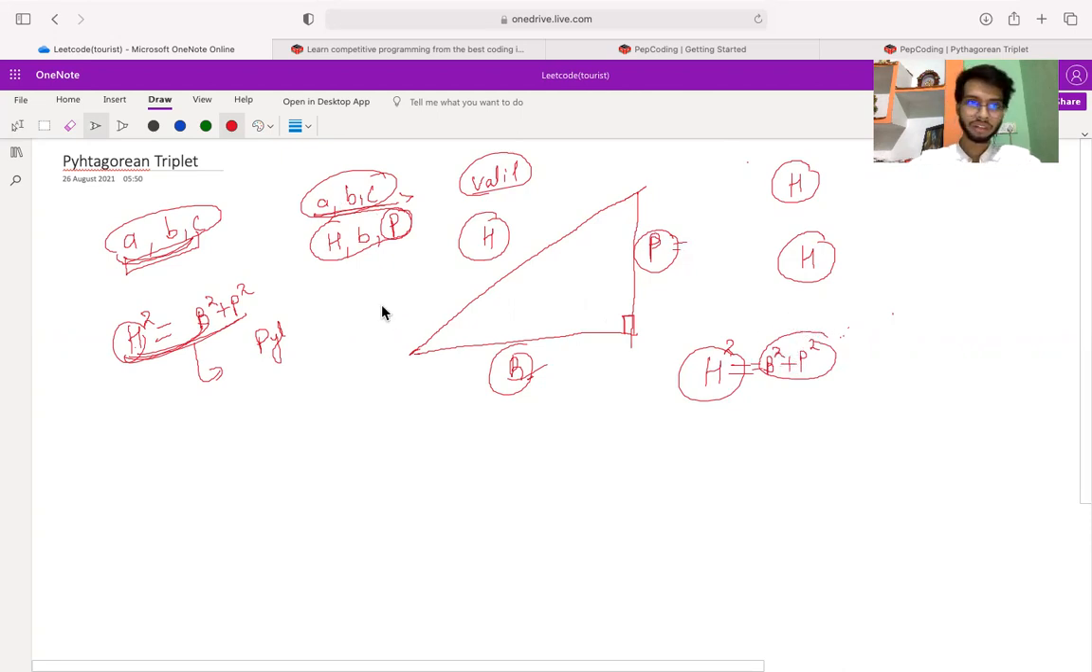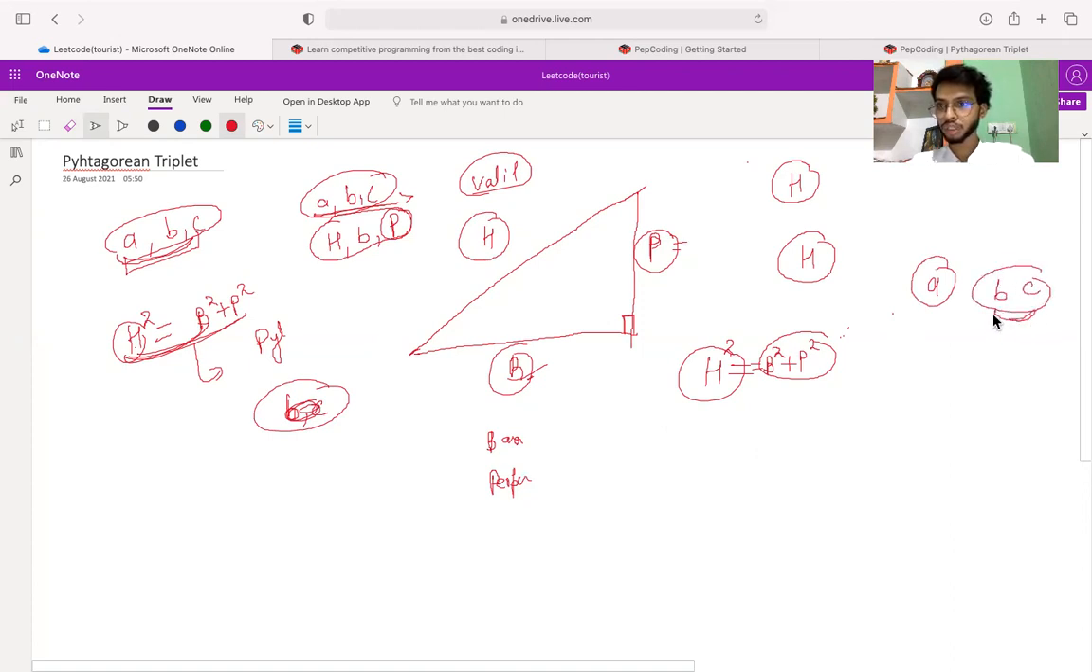Okay, so you may ask a question: how will I judge which is the base and which is the perpendicular among b and c? It doesn't matter, because why? Let's assume that a is our hypotenuse, and from b and c, I don't know which of the two is the perpendicular and which is the base. It doesn't matter to me. Why? Because if I have the hypotenuse, I always know that my hypotenuse square must be equal to b square plus p square. Okay, if it is valid, then this condition must be satisfied.